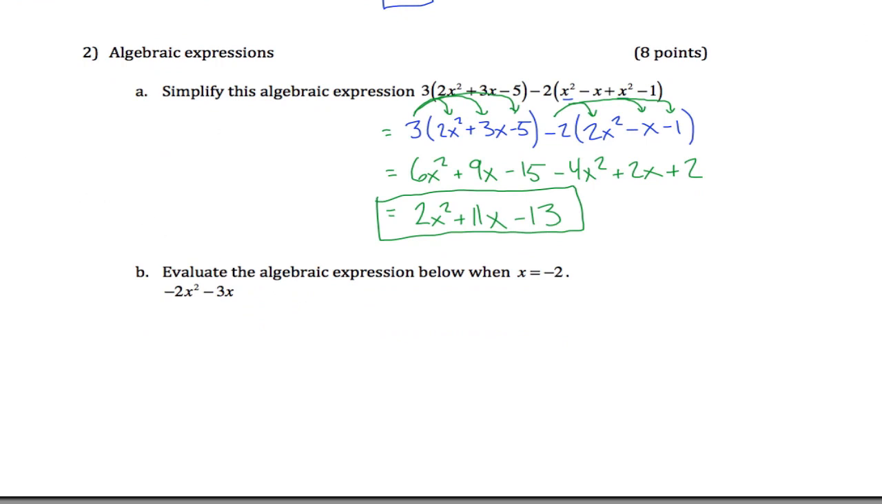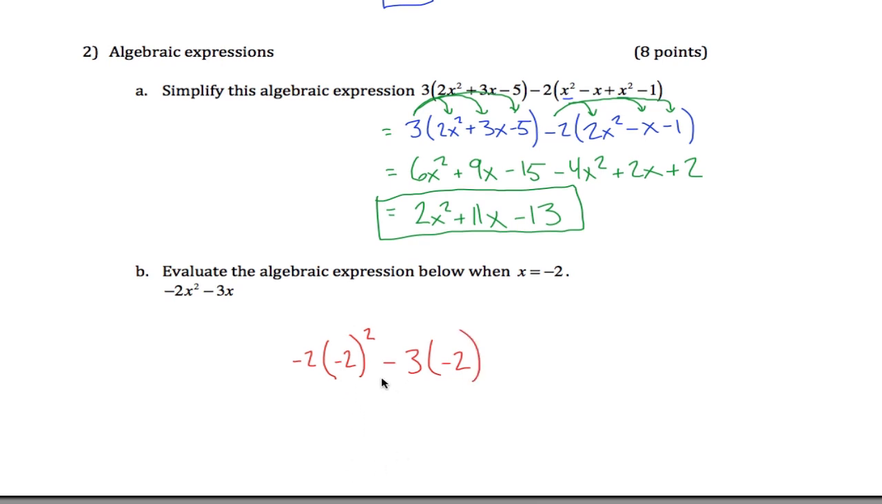All right, finally, last part. Evaluate this algebraic expression when x equals negative 2. Okay, so what you do when you're evaluating these is you replace the x in parentheses with the negative 2. So what this question is asking you is to figure out this mess right here. And this isn't easy to do. I chose one that was kind of hard here.